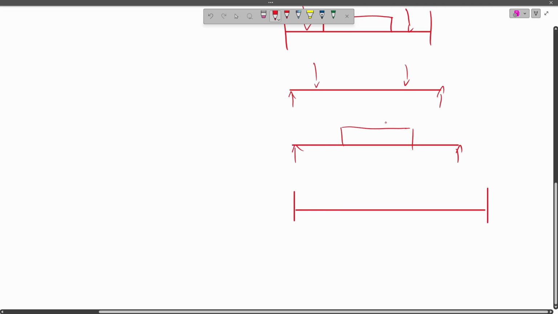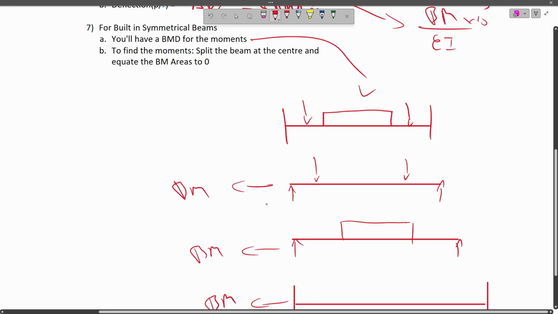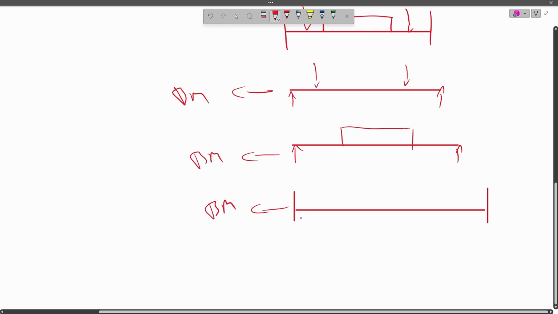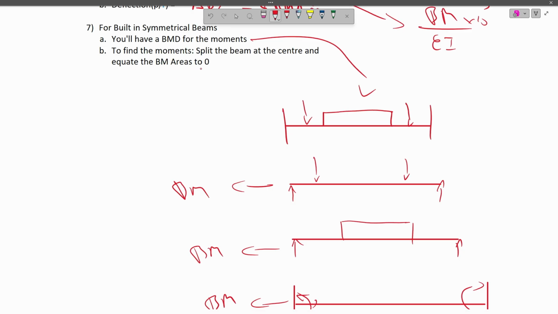And then for each of these beams, you'll have your shear force and bending moment. And then we'll focus on the bending moment diagrams to find slope and deflection. But to find these moments at the walls, because they'll be unknown, you will split the beam at the center and equate the bending moment areas to 0.